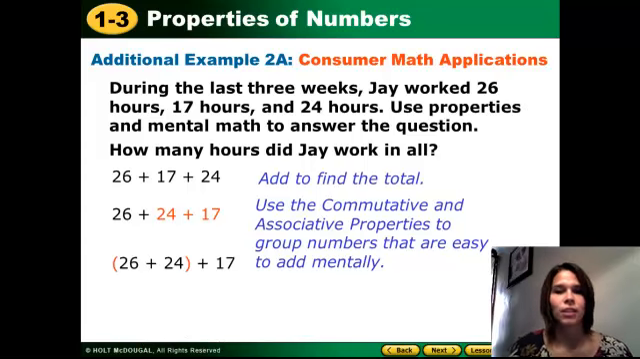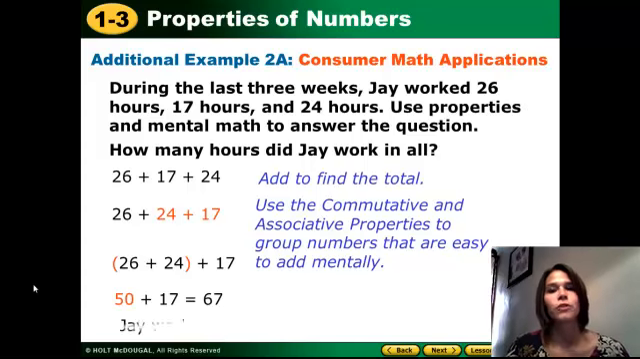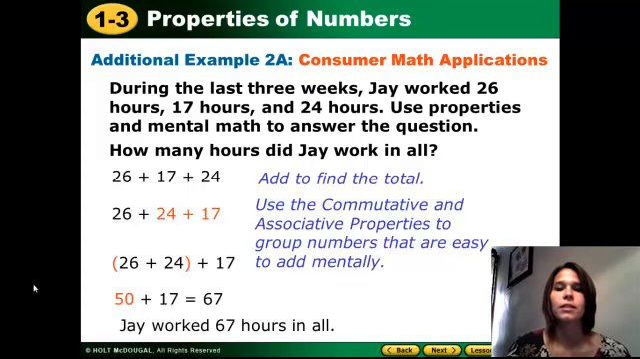If I just look at the 4 in the ones place and the 6 in the ones place, that adds up to 10. Then I'm just going to add 20 and 20. 20 and 20 is 40. 6 and 4 was 10. That's 50. So I can add 50 plus 17 in my head is 67. Since it's a word problem, let's make sure and use the correct notation, units, and labels. Jay worked 67 hours in all.